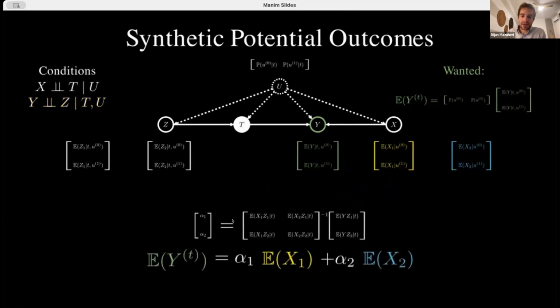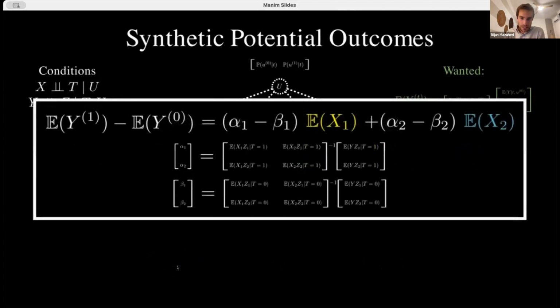So if I rearrange these as a matrix equation, I find this matrix here, which is all just observable statistics, where this is X's and Z's given T. I can find those. They're all expectations. And I can invert it and solve for the alphas. And then the linear combination of those expected values for x1 and x2 will give me access to exactly that expected value of the potential outcome that I want, because those vectors won't change when I uncondition on T.